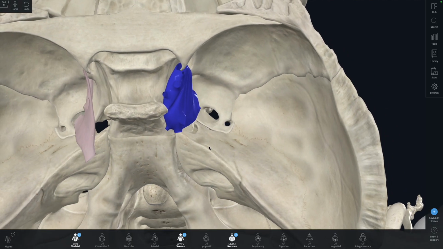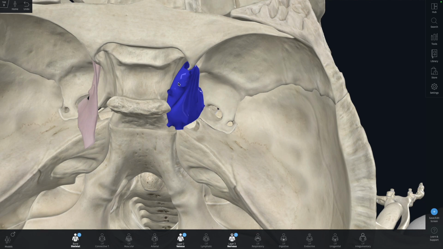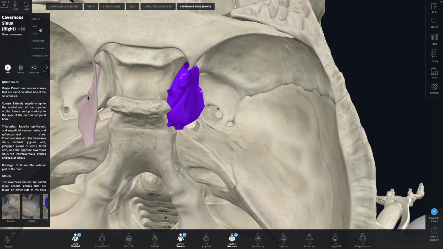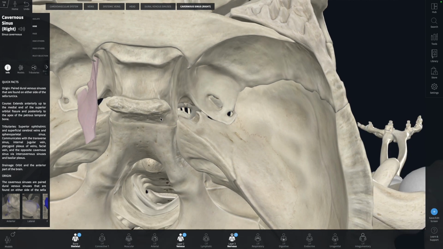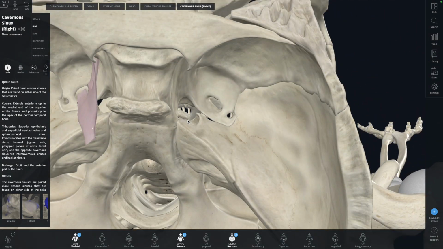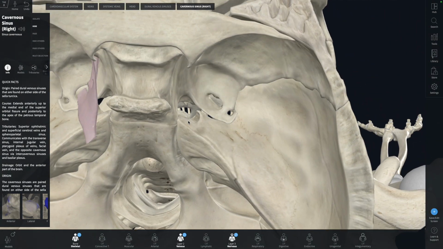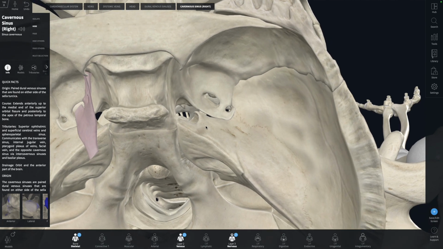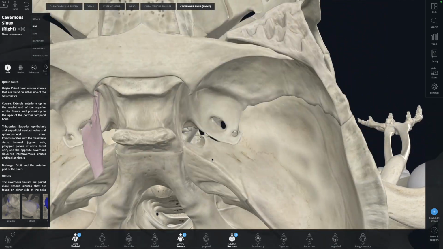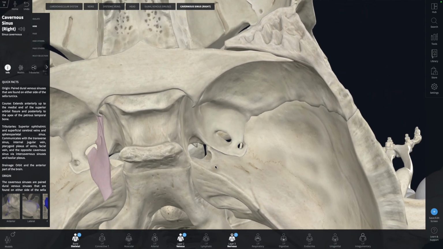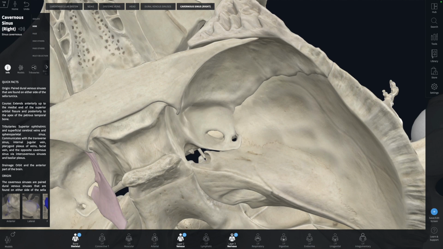Next we have foramen lacerum, which is just under this structure, which is the cavernous sinus. So we'll remove this to see foramen lacerum, which is just here. Foramen lacerum is responsible for the transmission of the internal carotid artery after it passes through the carotid canal. So the carotid canal is hard to see from this angle, but it is just here.